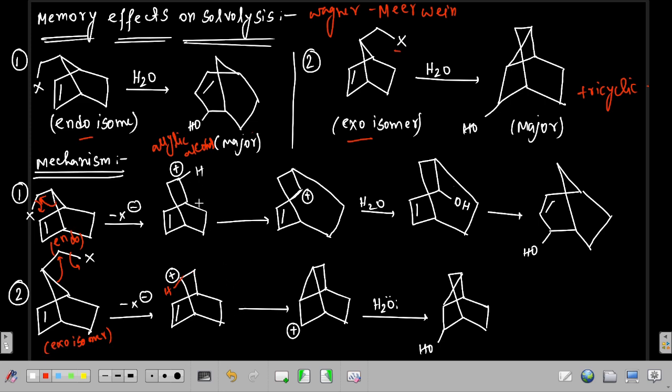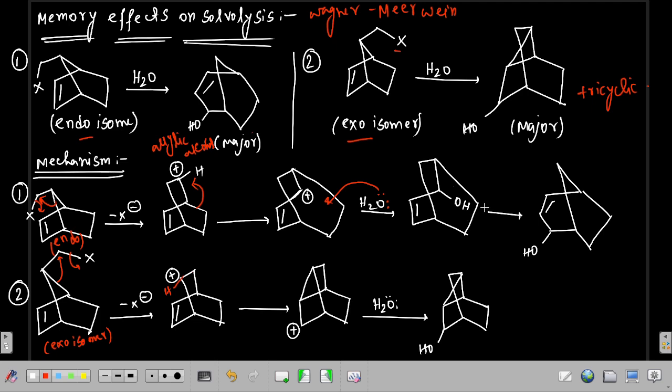So now we will see here, this bond will break, and it will form, this bond will break, and it will shift to here, and it leads to the formation of this carbocation. Later, we have H2O, water, in our reaction medium, so it will attack on this one, and it leads to the formation of the alcohol, which is an allylic alcohol.